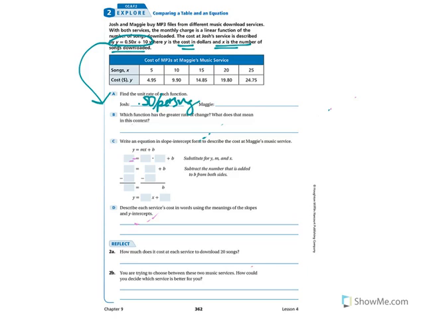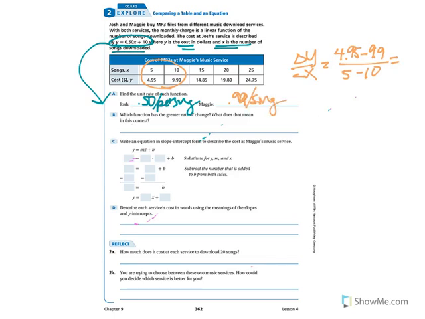Okay, in Maggie's case, since it's given to us in table format, we're going to have to find our slope. So in this case, our slope is going to be our change in y over our change in x. Remember, I can use any two. I'm just going to use the first two, y1 minus y2. So I've got my price over my number of songs. Simplifying, that ends up being 99 cents per song.